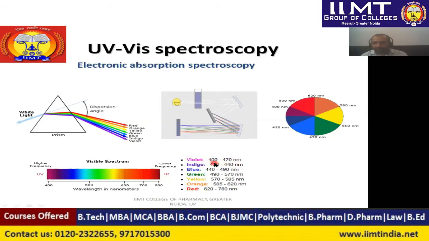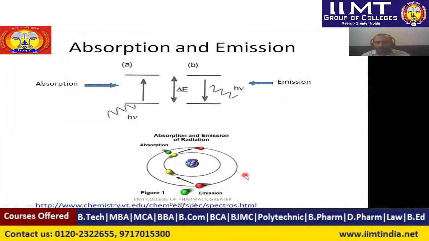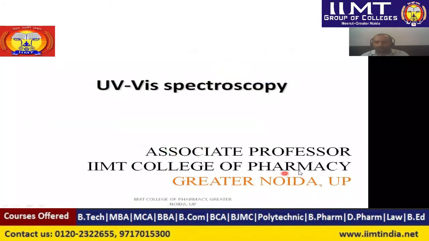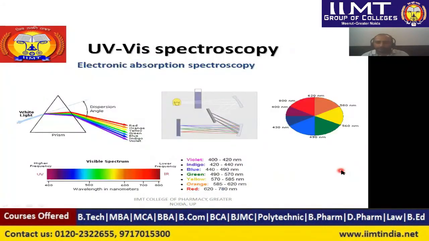The violet corresponds to 400 to 420 nanometer. Similarly, indigo corresponds to 420 to 440 nanometer. Blue corresponds to 440 to 490, and so on. All these radiations have basically different types of wavelengths. So this is another type of representation of this particular thing. I will discuss this particular diagram in the instrumentation part of UV visible spectroscopy.